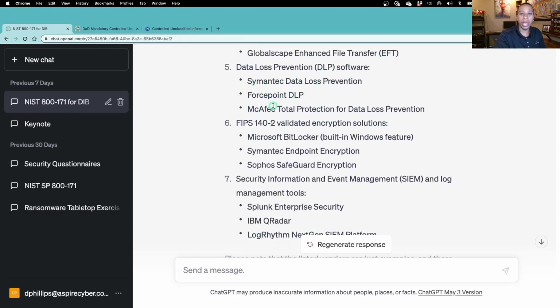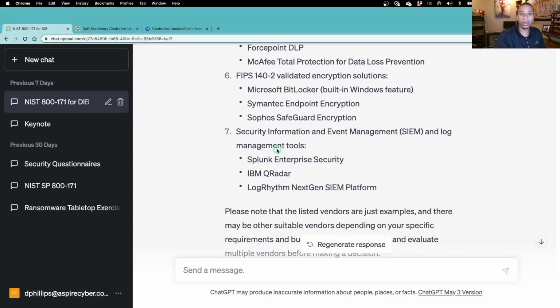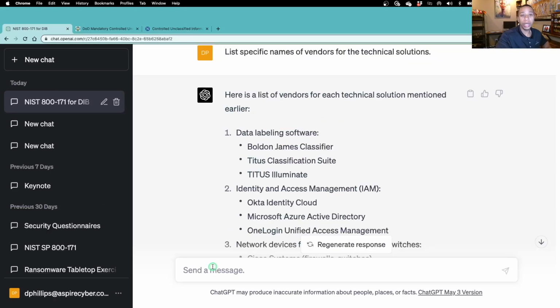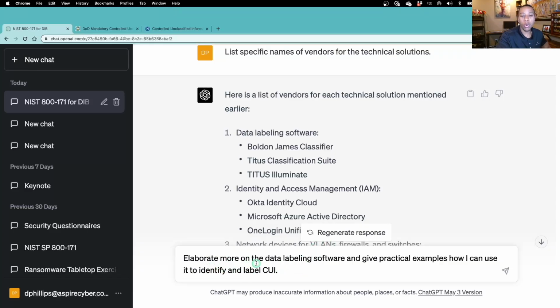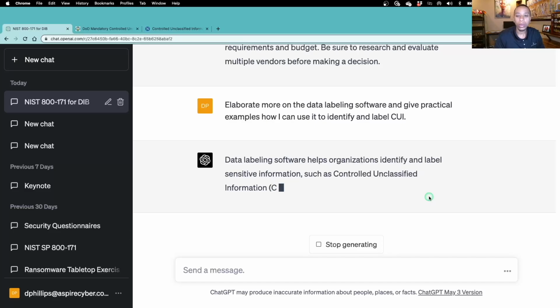Data loss prevention, Symantec, McAfee. We have our FIPS 140-2, Microsoft BitLocker, Sophos. So I'm interested in the data labeling software, so let's find out some more about that. I'm going to say, elaborate more on the data labeling software and give practical examples of how I can use it to identify and label CUI.